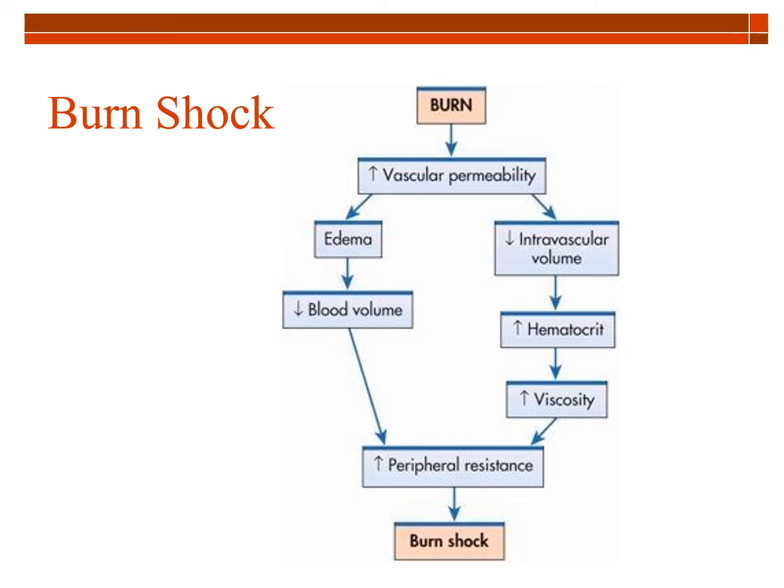At the time of major burn injury, there is increased capillary permeability. All fluid components of the blood begin to leak into the interstitium, causing edema and a decreased blood volume. Hematocrit increases and the blood becomes more viscous. The combination of decreased blood volume and increased viscosity produces increased peripheral resistance. Burn shock, a type of hypovolemic shock, rapidly ensues, and if not corrected, can result in death.